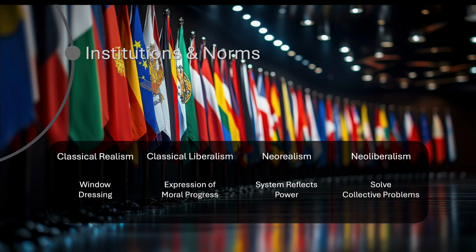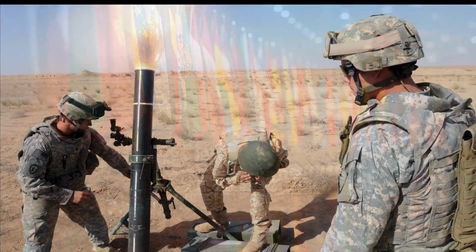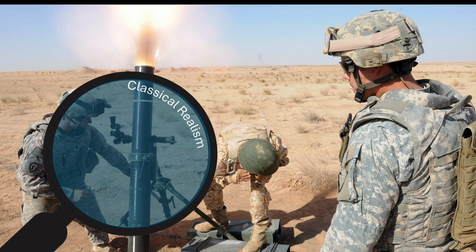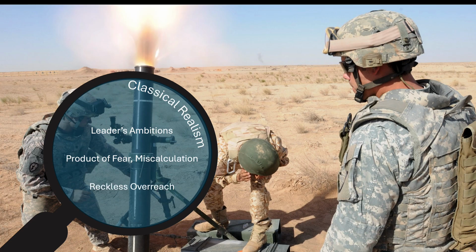But what happens when we apply these theories to the real world? Let's look at a concrete example: the US-led invasion of Iraq in 2003. Each theory offers a competing explanation and a different lesson. A classical realist might focus on the ambition of individual leaders like George W. Bush or Saddam Hussein, and see the war as a product of fear, miscalculation, or a desire for prestige. They'd likely critique the war as a reckless overreach of power without a clear strategic plan.